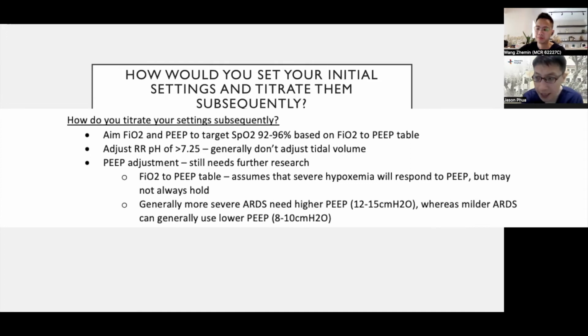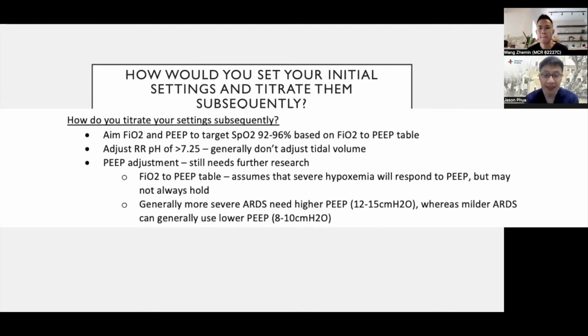The last thing I would say is that even though I did say that we have this FiO2 to PEEP table, nobody has a very strongly evidence-based method of titrating PEEP. We still need further studies. FiO2 to PEEP tables are almost cookbook. They assume that if you have severe hypoxemia, you would respond to higher PEEP and vice versa, but that is not true. There are patients with severe hypoxemia that do not respond to high PEEP and vice versa.